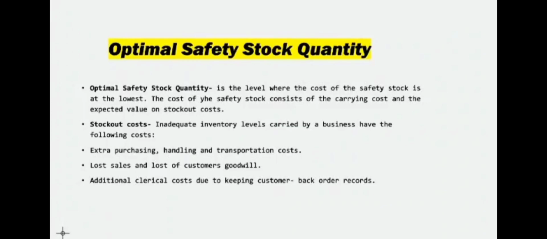And my last topic is the optimal safety stock quantity. Optimal safety stock quantity is the level where the cost of the safety stock is at the lowest. The cost of the safety stock consists of the carrying cost and the expected value of stock-out costs.